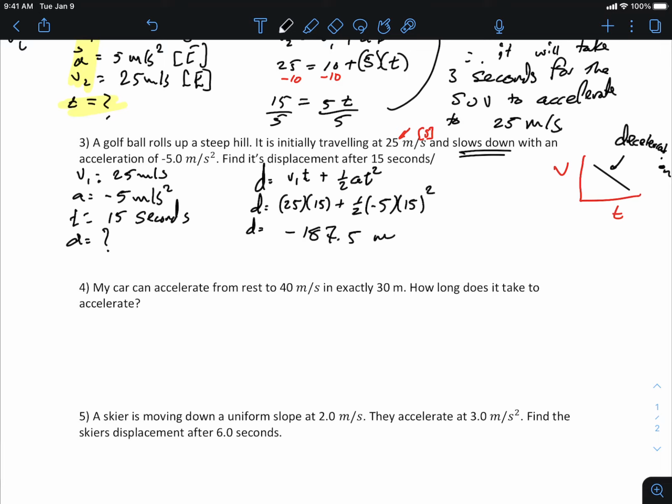Okay, so my car can accelerate from rest to 40 meters per second in exactly 30 meters. How long does it take to accelerate? Okay, so we're looking for time. Right off the top, we know we're starting from rest, so V1 is going to equal 0. And then V2, we want to get to that speed, so 40 meters per second, in exactly 30 meters. How long does this take?